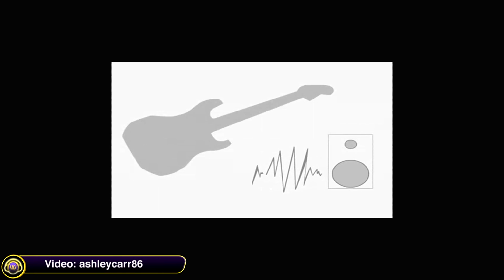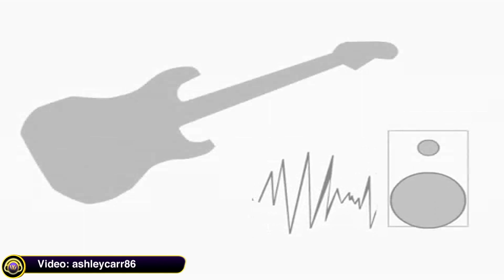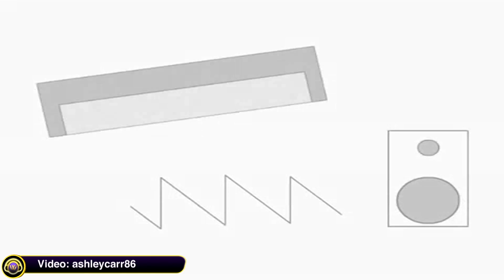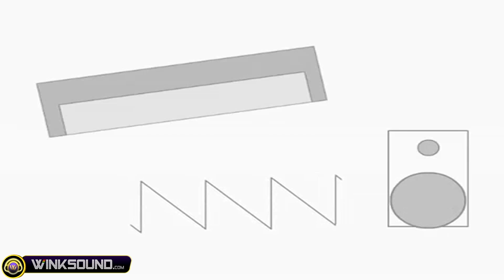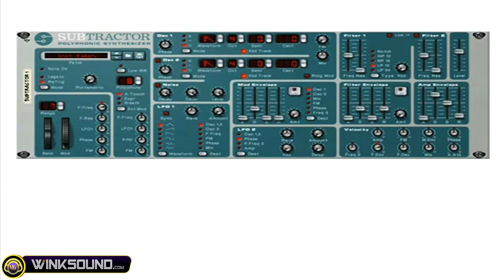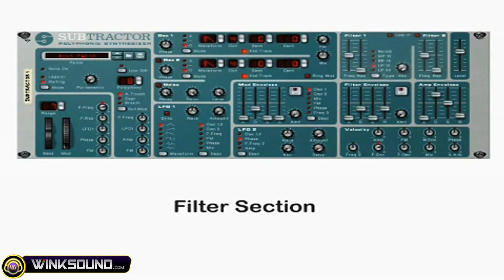Ashleycarr86 gives an overview of the Subtractor synth in Reason. Imagine that you've just recorded this guitar. There's a wave file. A synthesizer uses mathematical formulas to generate those same waves. This is the Subtractor, the synthesizer of Reason. It has a number of sections, as does any synthesizer.